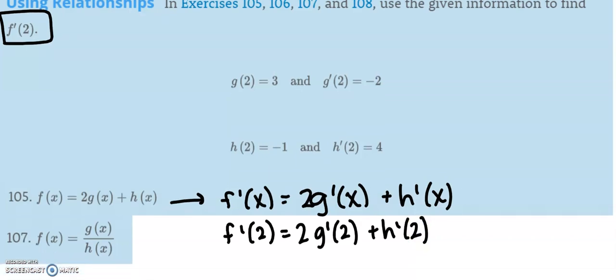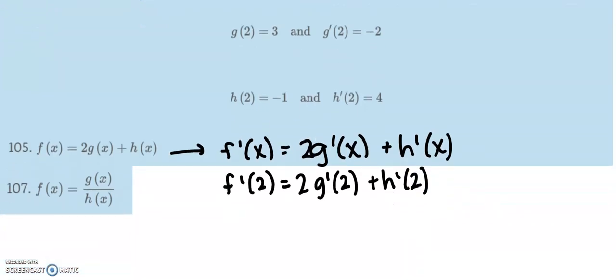And you might be thinking, Ms. Schwartz, do we really need to write all of this out? And my response is, better to write it out and get things correct than to not write it out and make a silly mistake somewhere.